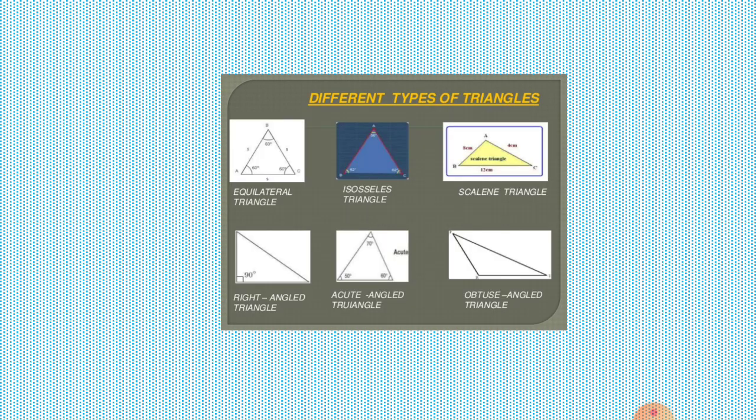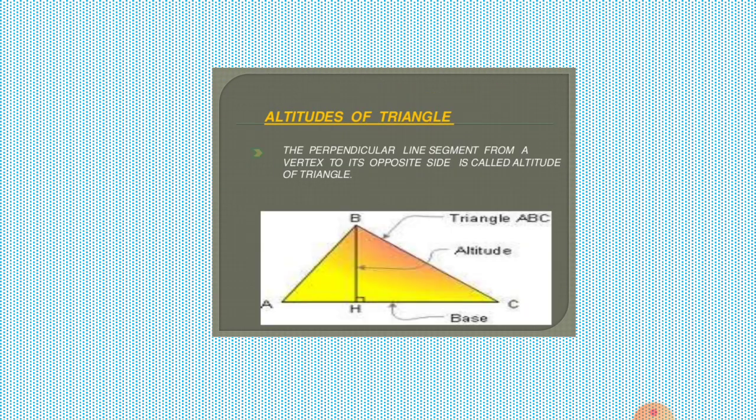Equilateral triangle, isosceles triangle, scalene triangle, right angle triangle, acute angle triangle, obtuse angle triangle. Already you know all these triangles. Altitude of a triangle. The perpendicular line segment from a vertex to its opposite side is called the altitude of a triangle.